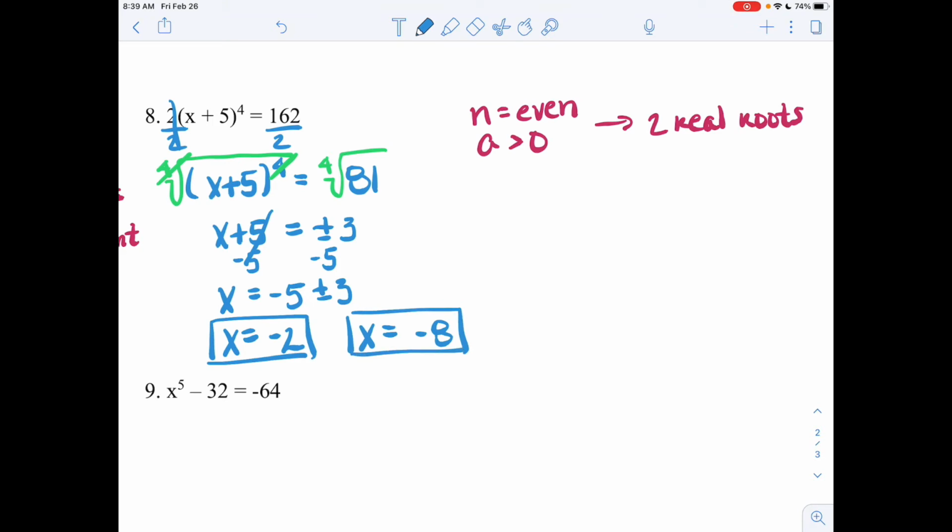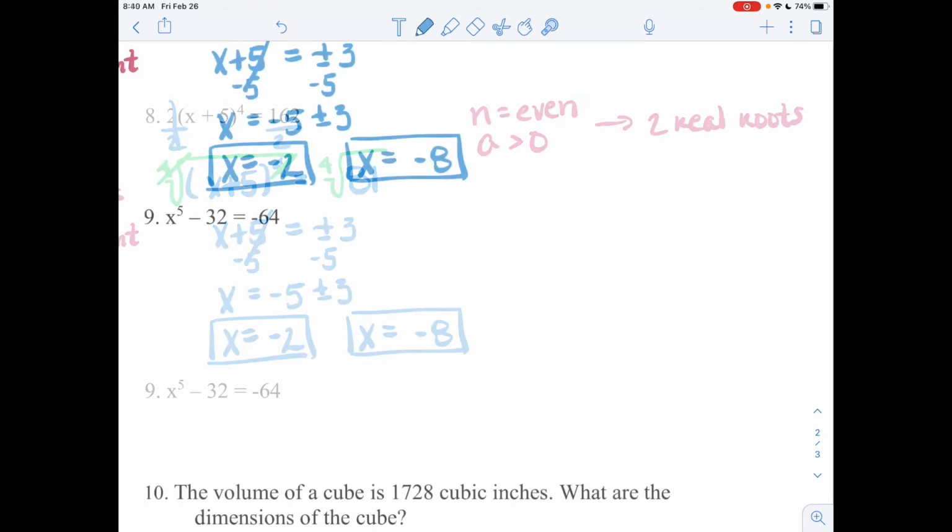If you wanted to, you could prove this to yourself. You could take negative 2 and plug it back in here for x, and whenever you did all of this math in your calculator, you'll get 162. And the same thing if you have a negative 8 and you plug it in here for x, you're going to come up with 162 when you put all of this in your calculator.